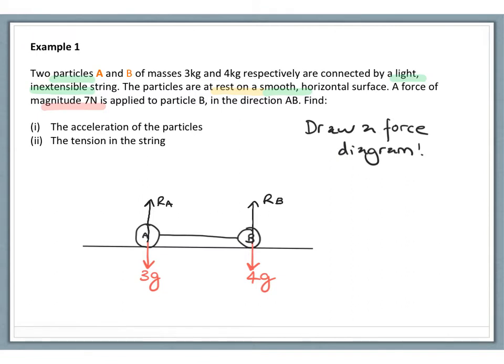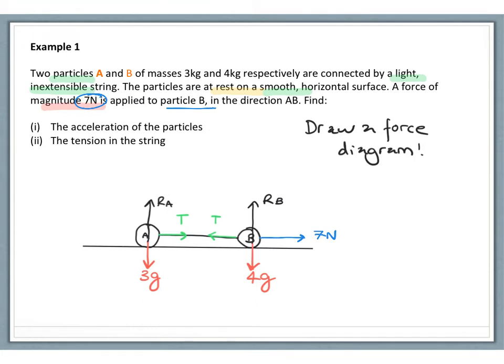Now, forces acting on the particles. There will be a tension force here, pulling particle A forwards like that. And by Newton's third law, there will be an equal and opposite force like this here, pulling B backwards. So B sort of pulls A forwards, A pulls B backwards. Now there is one final force, which is the one of magnitude 7 newtons applied to B in the direction AB. So the direction AB is left to right, which means that there is a 7 Newton force acting on B like that.